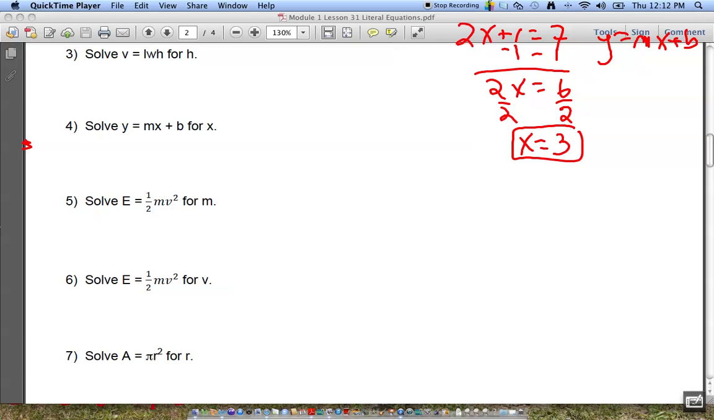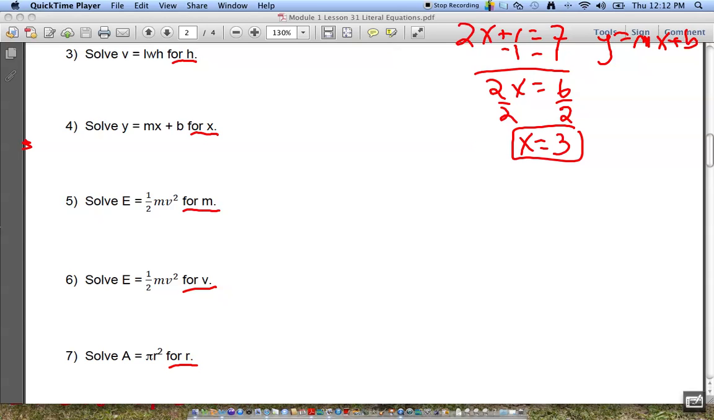Now, I could solve for the y, which it already is, because it says y equals, the m, the x, or the b. So with a literal equation, we have to be very careful about saying what you're solving for. If you look here, it says solve for h, for x, for m, for b, for r. What it means in each of those equations is this: get that letter by itself. What does it mean? Right.